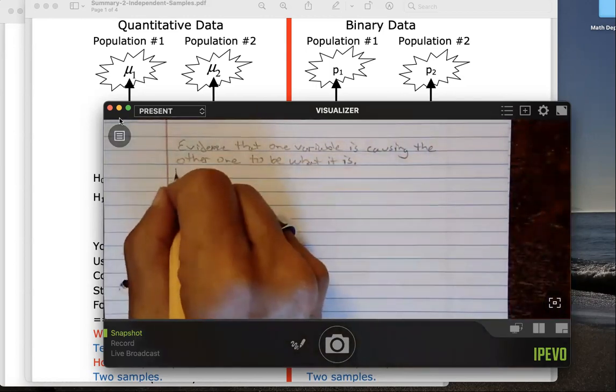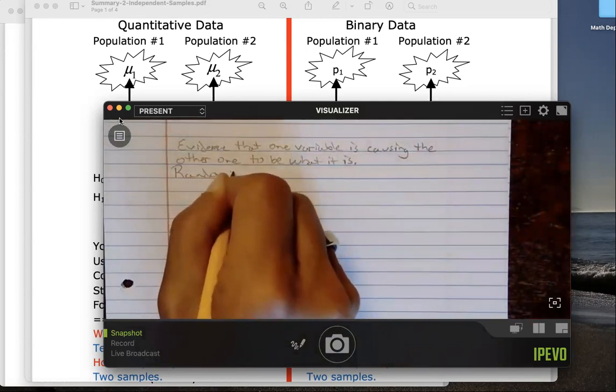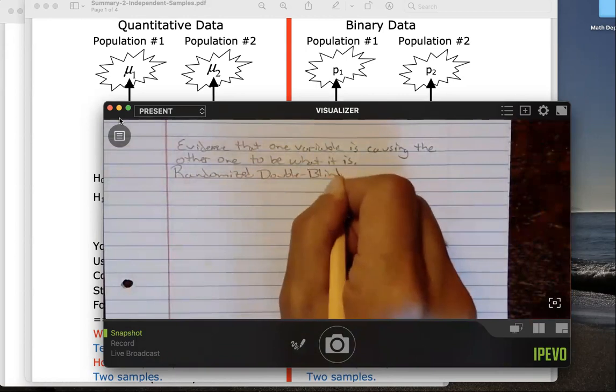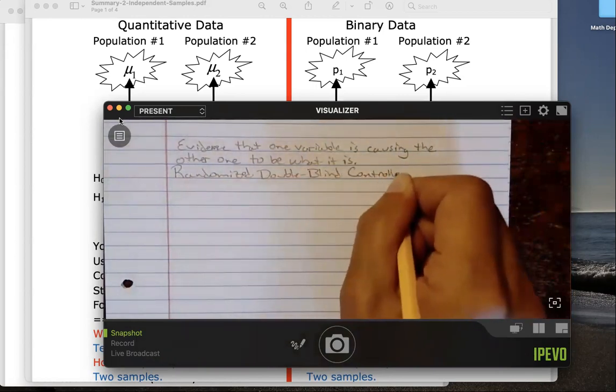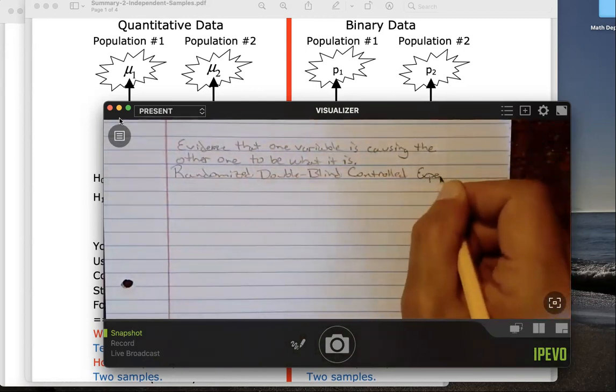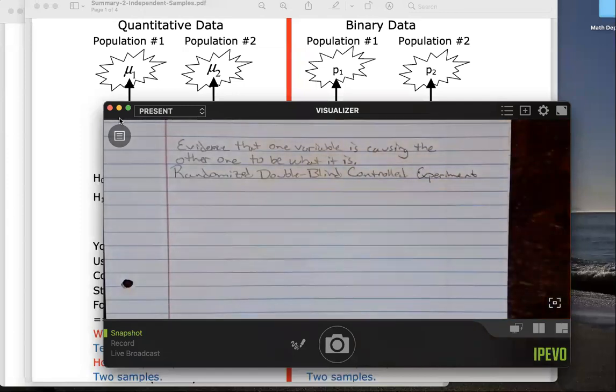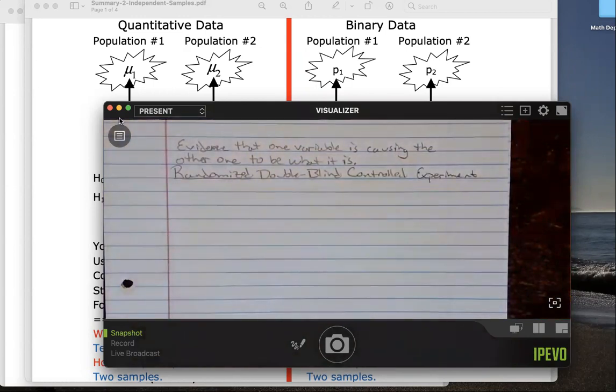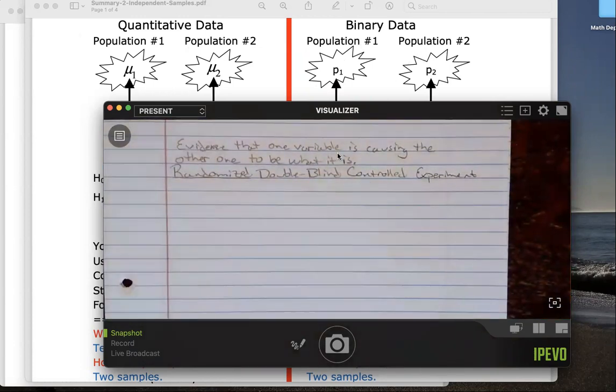Well, it's done with a randomized, double-blind, controlled experiment. This is the gold standard. So this double-blind experiment could either be done with quantitative data or binary data. But this right here is a classic application that we would be doing with 2 samples. So if you're trying to show one variable is causing the other, you got to set up this experiment, and this is how you got to set it up.